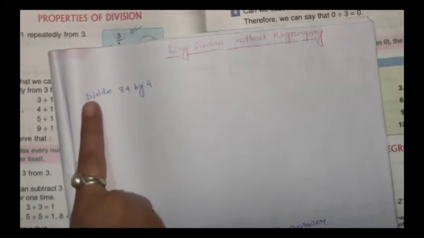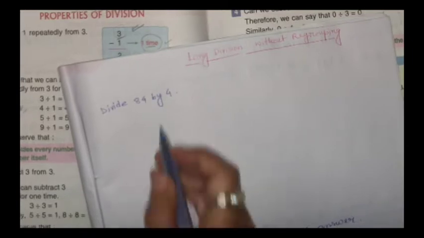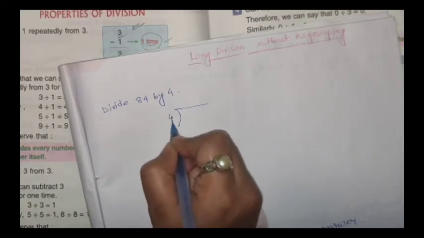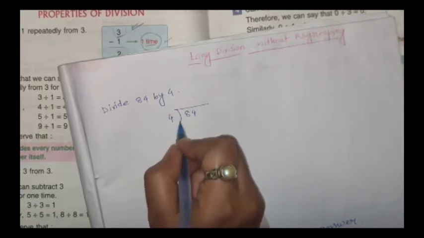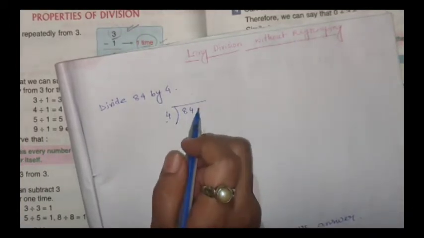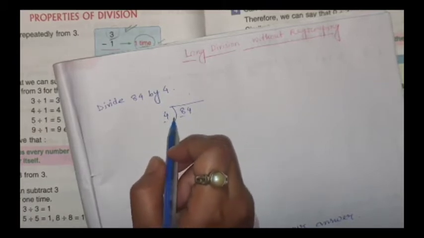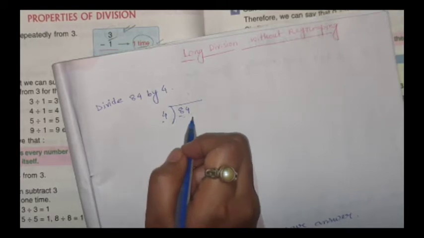Long division without regrouping. So here you need to divide 84 by 4. First of all, you have to arrange these numbers this way. 4, 84. So 4 is the divisor and 84 is the dividend. The number that divides another number is called the divisor, and the number that is divided by another number is called the dividend. So how can you do this division?